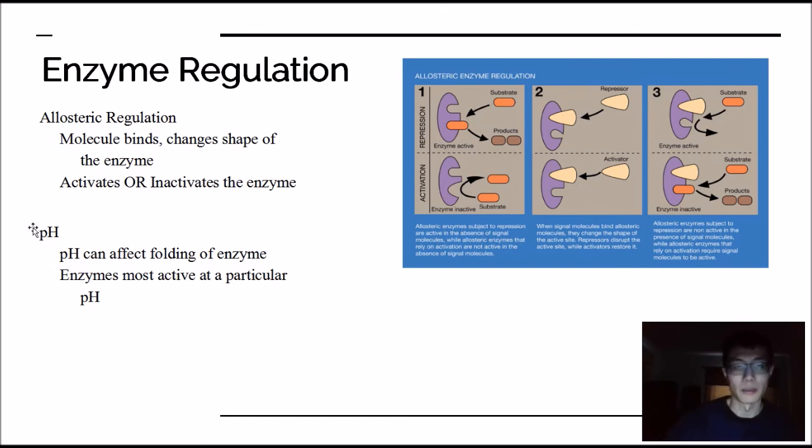Finally, just a brief mention of pH. pH can affect the folding of the enzyme. If you have enzymes with certain side chains, like lysines or arginines, or histidines, aspartates, or glutamate side chains, they can have variation in their pKa's. Depending on what pH the enzyme is sitting in, if it's at a low pH, it might be protonated, and at a slightly higher pH, it might be deprotonated. And that pH can affect the folding and reaction of the enzyme.